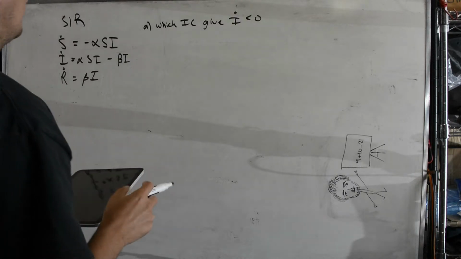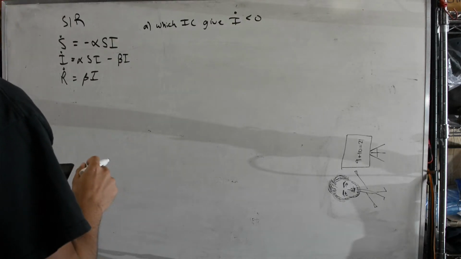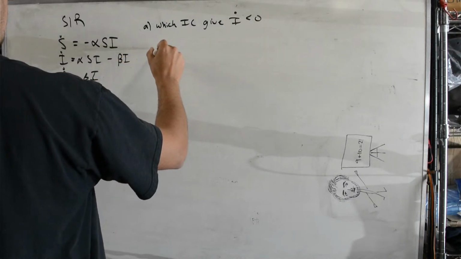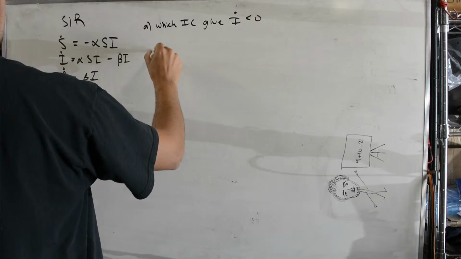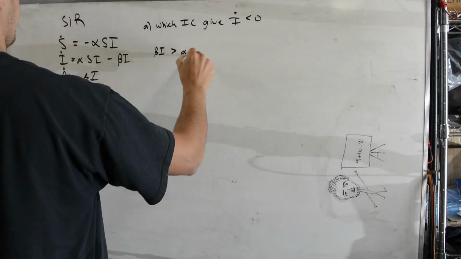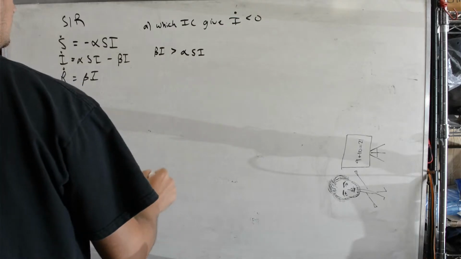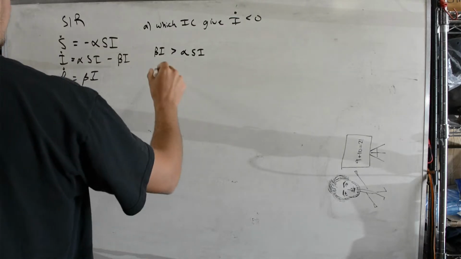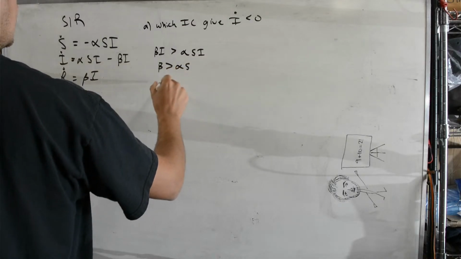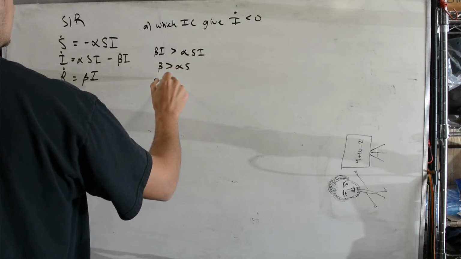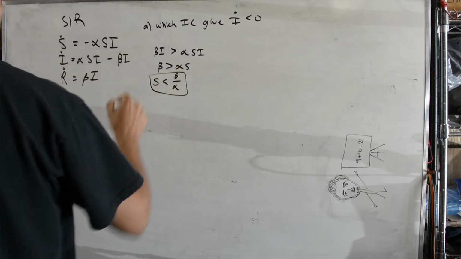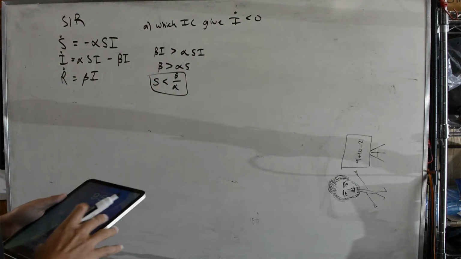All right, so what we need is that beta I is greater than alpha S I. So that means that beta is greater than alpha S. So then S is less than beta over alpha. That's my solution there.